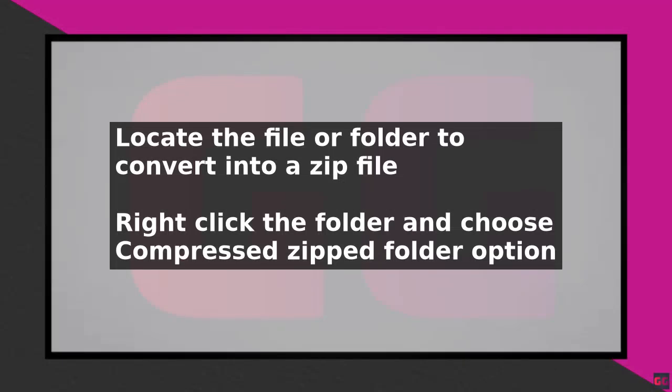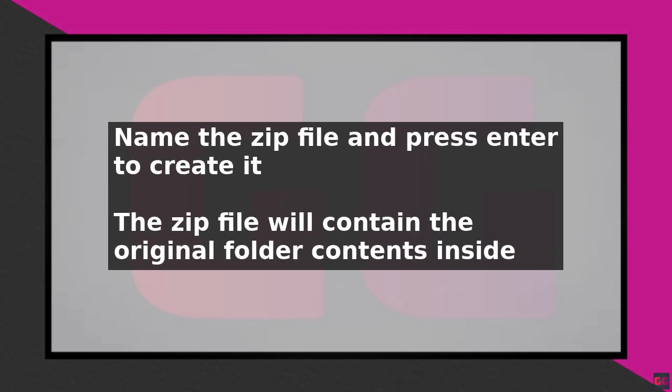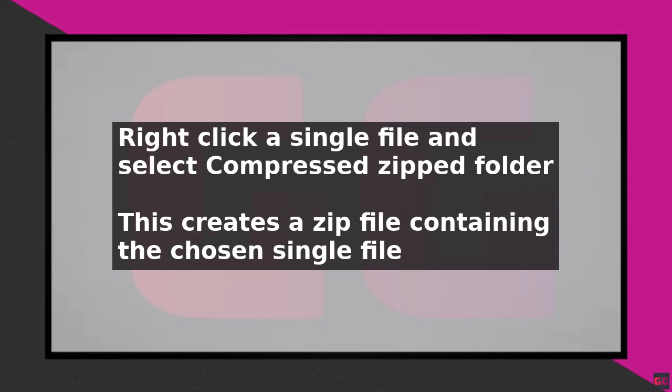To create a zip file on a laptop, particularly in Windows 11, is a straightforward process. First, locate the file or folder you wish to convert into a zip file. If you want to make a zip file of a folder, right-click on the selected folder and choose Compressed (zipped) folder. You will then have the option to name the zip file. And once you press Enter, the zip file will be created. The contents of the original folder will be contained within the zip file.